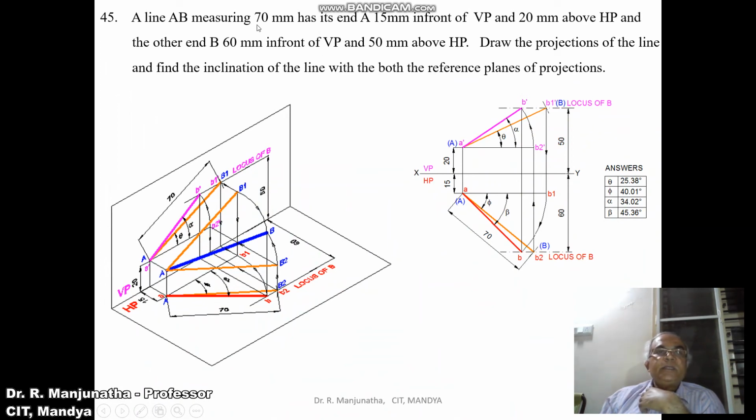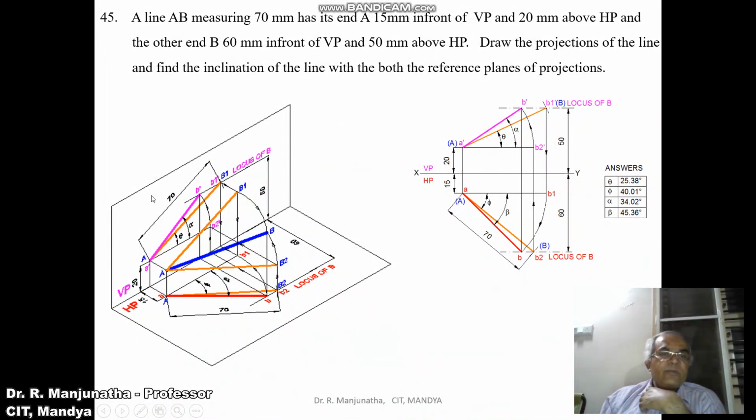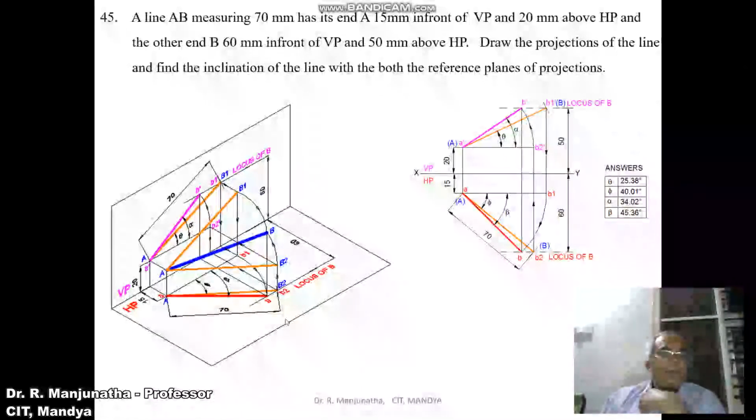So here he has given the true length, because line AB measuring 70 mm has its end A 15 mm in front of VP and 20 mm above HP. When you look from the top view, we can see the distance of end A, 15 mm in front of VP. So when it is projected, we are going to get that 15 mm in front of VP here, and 20 mm above HP. When you look from the front view, you can see the distance 20 mm above HP. So that distance, when it is projected, is going to be seen in the front view here.